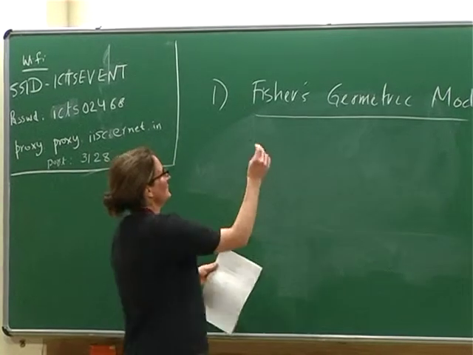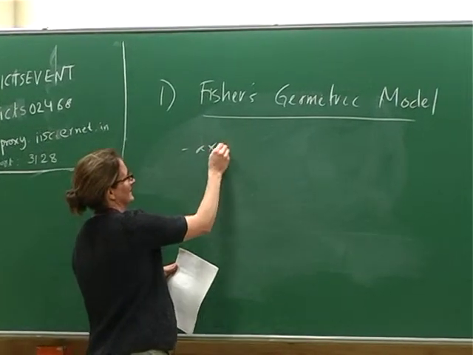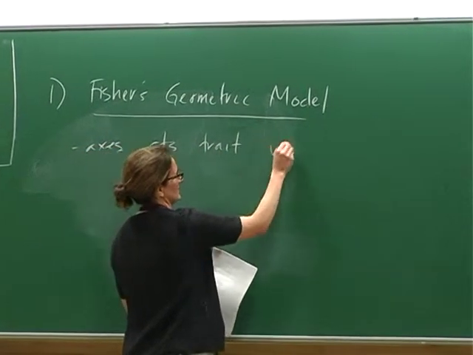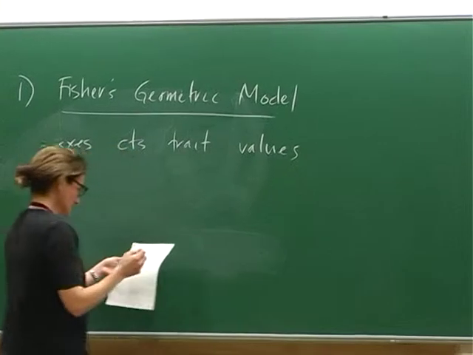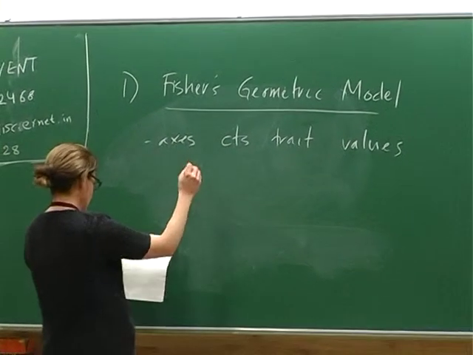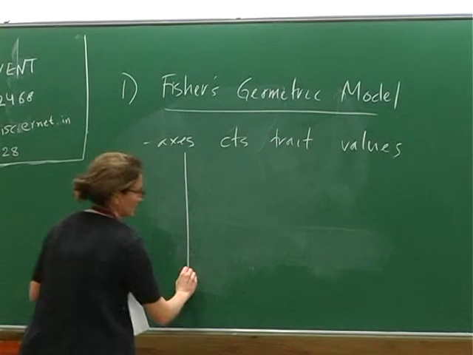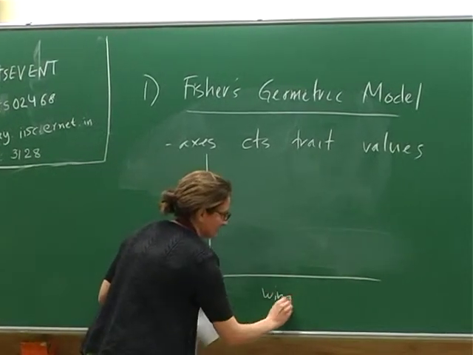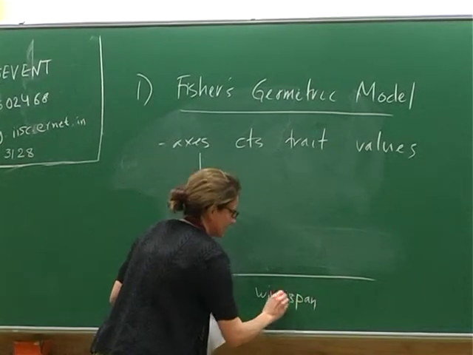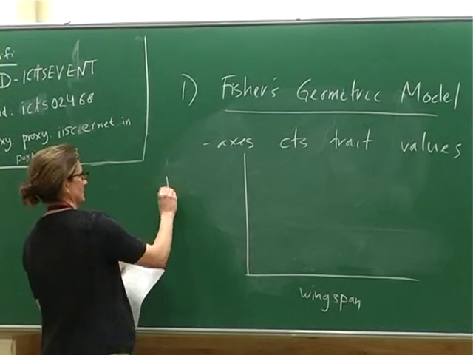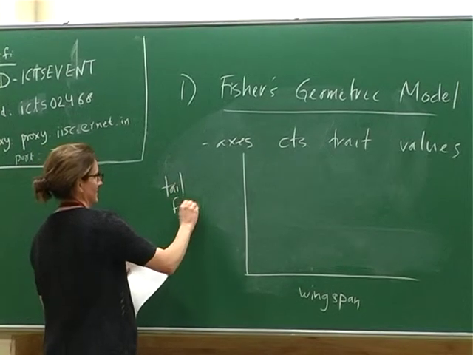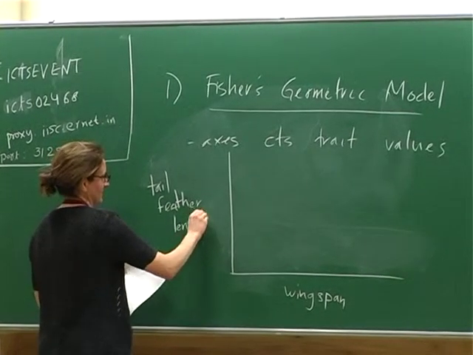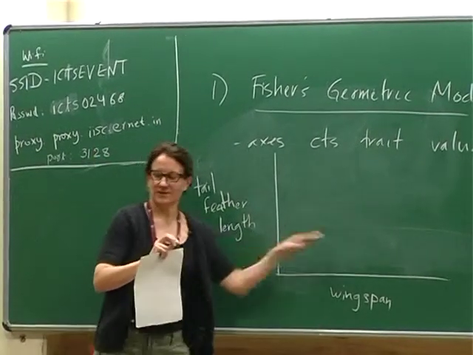Okay, so we already said that the axes are going to be continuous trait values, so quantitative traits. I drew a picture already, and I'm going to draw it down here, flattened out a little bit. So we'll have trait A, wingspan, and trait B, let's do the tail feather again, tail feather length.